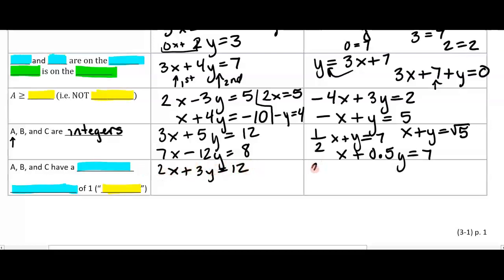But if I had, for instance, 2x plus 6y equals 12, this is not in standard form because I could divide both sides by 2 and get x plus 3y equals 6. That would be in standard form. This is not in standard form because I have some common factor between all three numbers together such that the equation could be reduced.